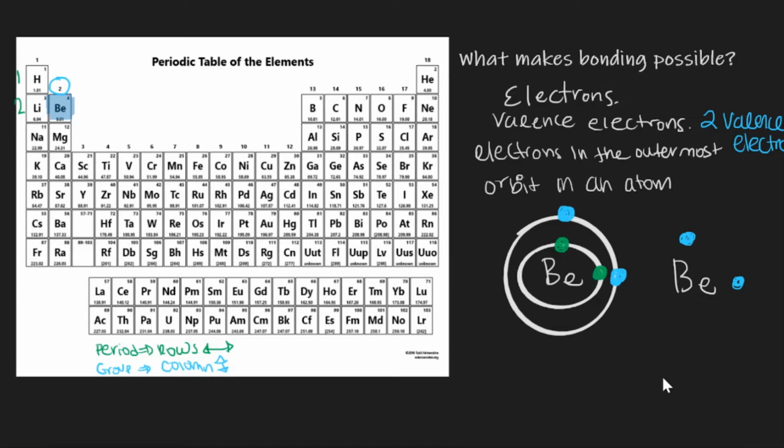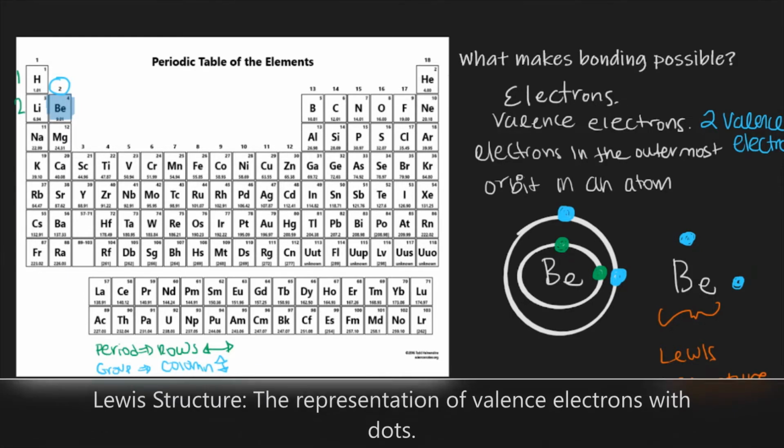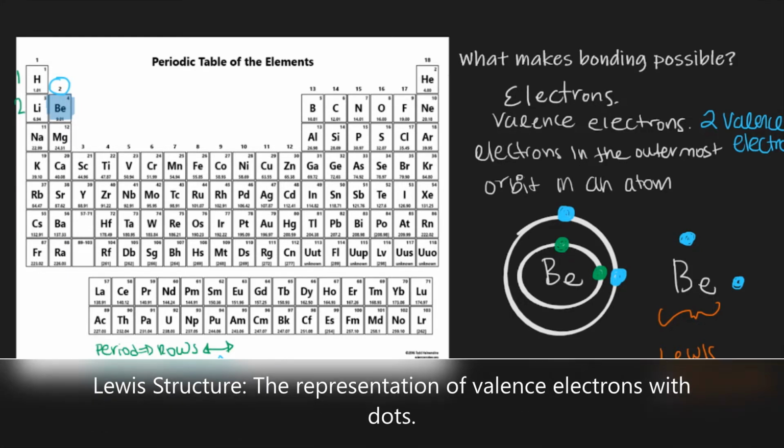Now, this structure is called a Lewis structure. A Lewis structure is basically the representation of valence electrons by using dots. So those dots represent the valence electrons, and that is the Lewis structure of beryllium. Okay, now let's take a look at some other elements.